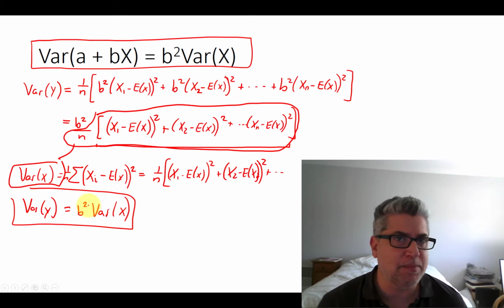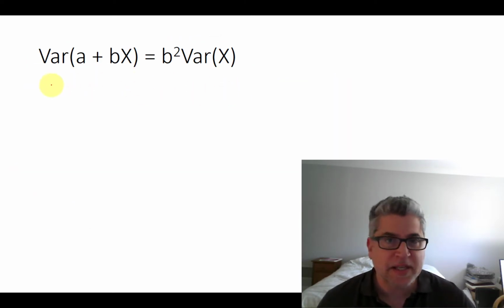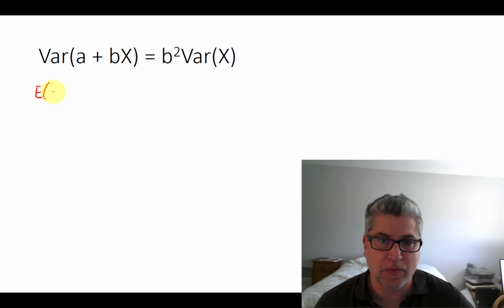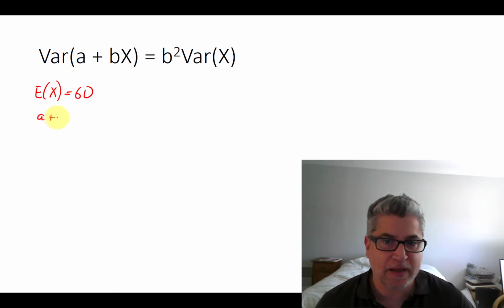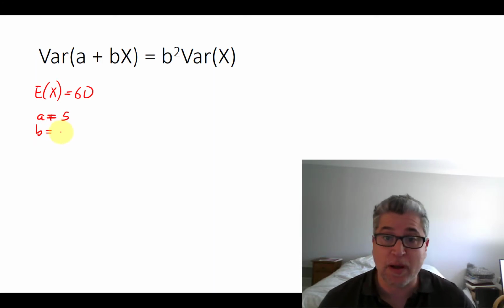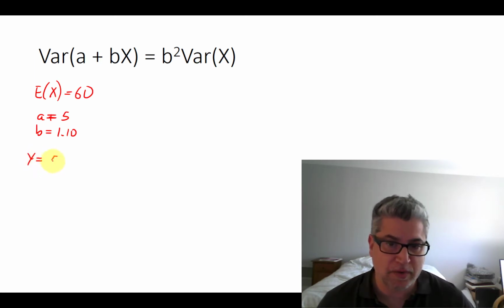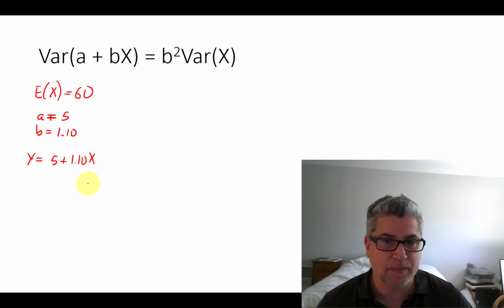So let's just work out a quick example to see what this means. Let's say that the original test scores were low and that the average was a 60. Your teacher was thinking about adding 5 points to everybody, scaling everybody's score up by 10%, so that the new test scores were 5 plus 1.10 times x. Now we already saw that the expected value of this is going to be 5 plus 1.10 times the original expected value. But what about the variance of these new test scores?